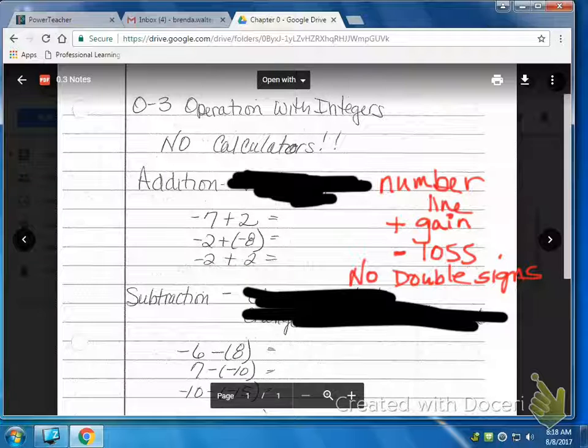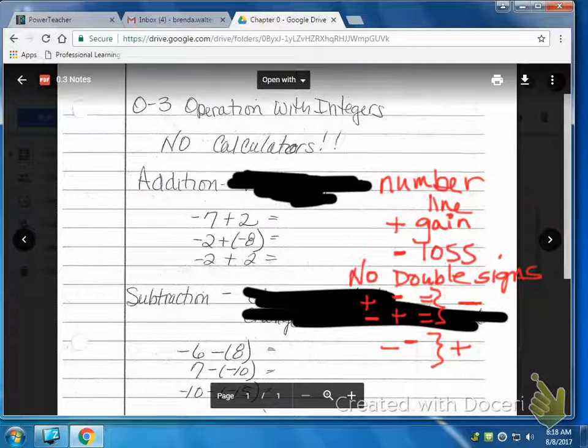So hopefully you guys remember what you do with double signs. If it would be plus a negative or minus a positive, what sign do you make it? Minus. That's both just one minus. If it would be minus a negative, what does that become? Plus. So if you just eliminate those double signs right off the bat, it will make it so much simpler for you. And I think you'll do well.